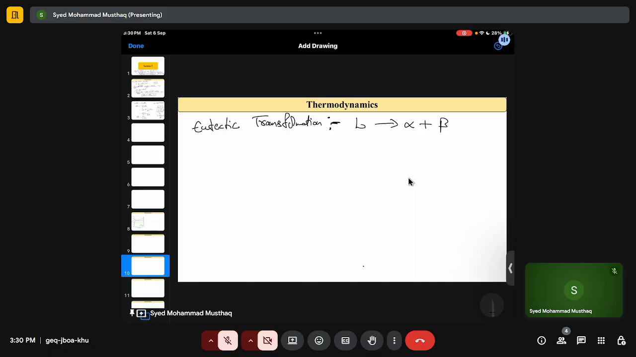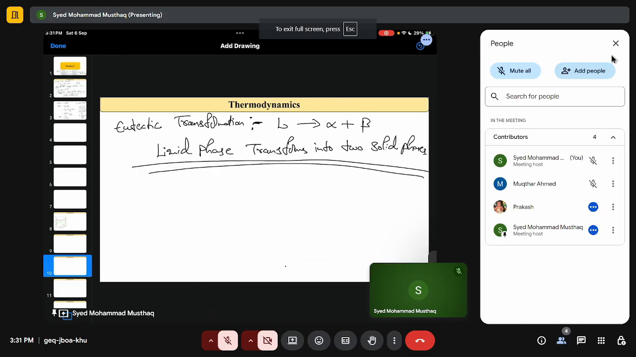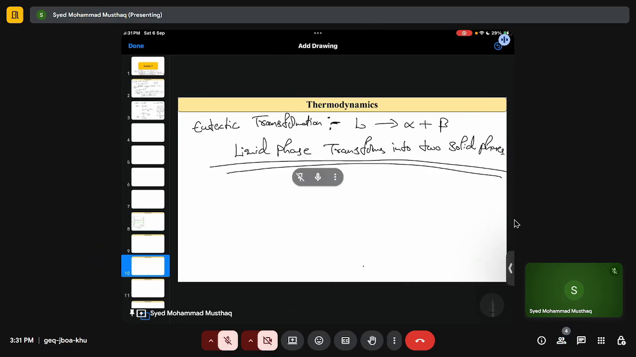So eutectic transformation is nothing but when a liquid phase transforms into two solid. So this is what we call eutectic phase transformation. Right, so my liquid phase will transform into two solid phases.